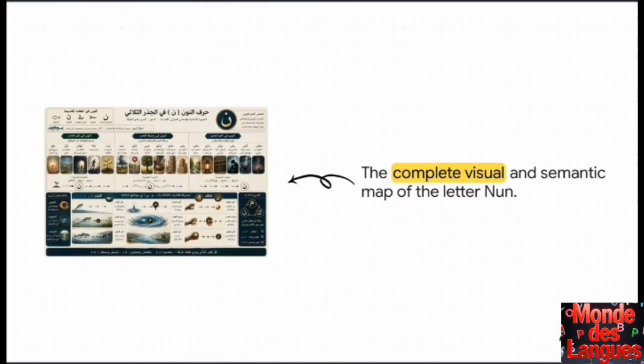What we're looking at here is a complete visual and semantic map of our source material on the letter Nun. It breaks down the entire journey from ancient origins all the way to its role in modern verb structures. We're going to deconstruct this piece by piece to really grasp the secret life of this letter.